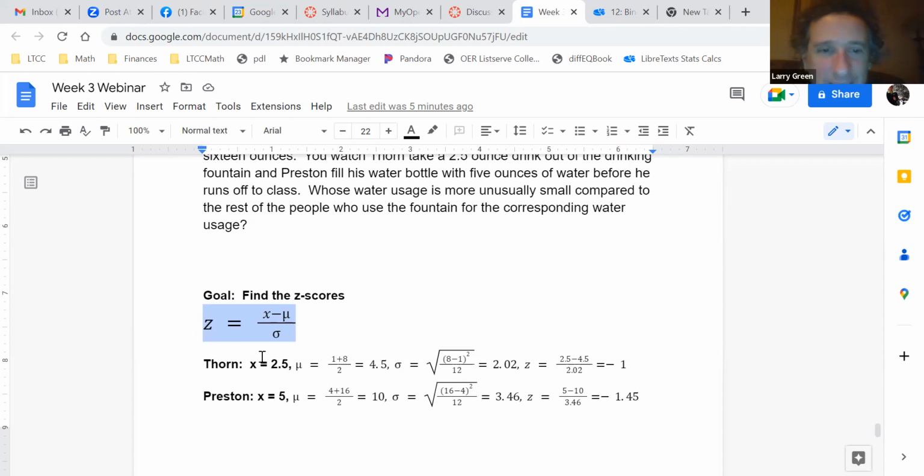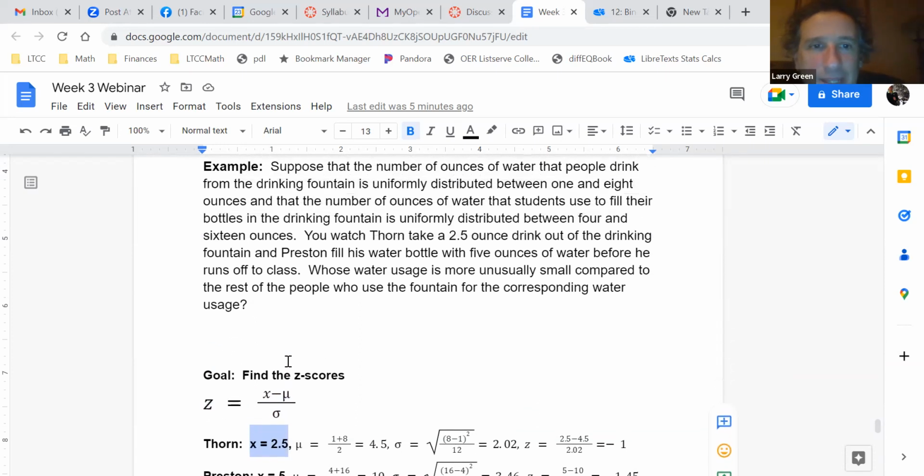Okay, so now we're going to start working everything out. So first, Thorne's x was 2.5 because we watched Thorne take a 2.5 ounce drink out of the drinking fountain. So his value, it's not an average, it's not a standard deviation, it's his value. His x was 2.5.